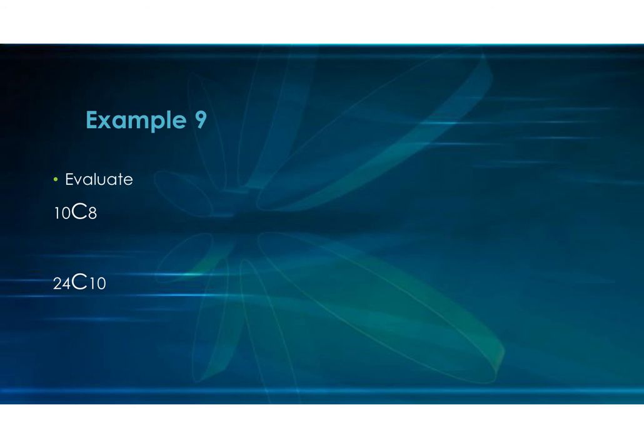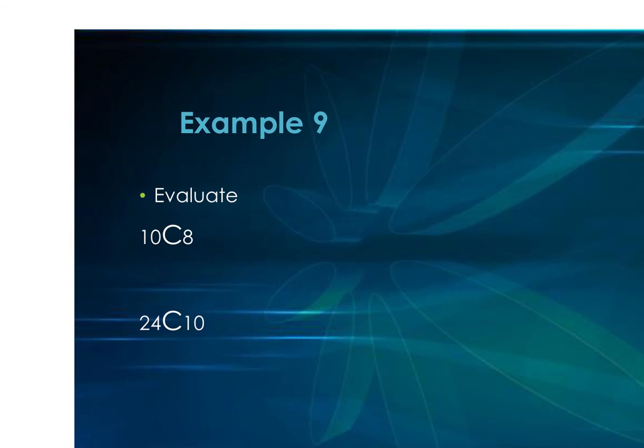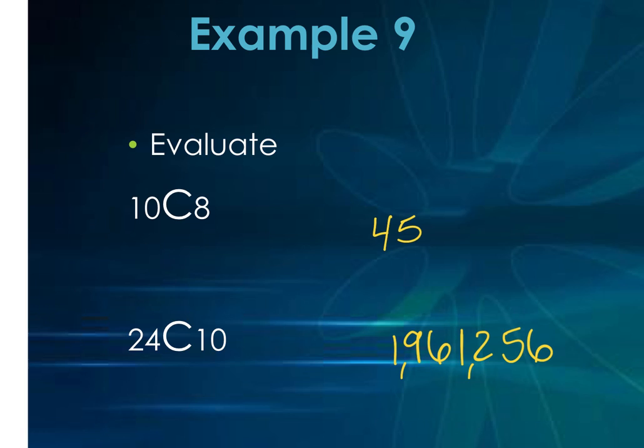All right, last example, peeps. Evaluate these two: 10 choose 8, and 24 choose 10. These are on the board for you guys to check. I want you guys to discuss, talk about what you did in your calculator, see if your neighbor has a way that they did it. Discuss it, and then we'll go over them.